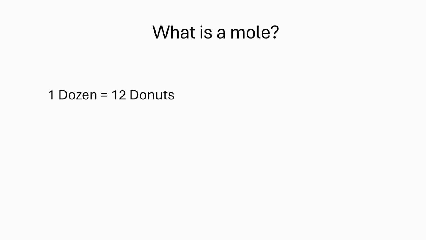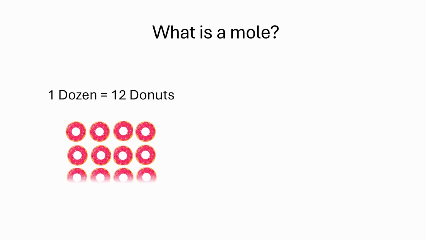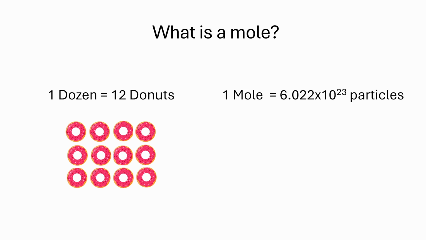So let's talk about what is a mole. Everybody knows that 1 dozen is equal to 12 donuts. So whenever we have a dozen donuts, we can count that there are going to be 12 donuts. A mole is another way of counting, but with an excessively large number, also known as Avogadro's number, which we'll talk about in a later video.